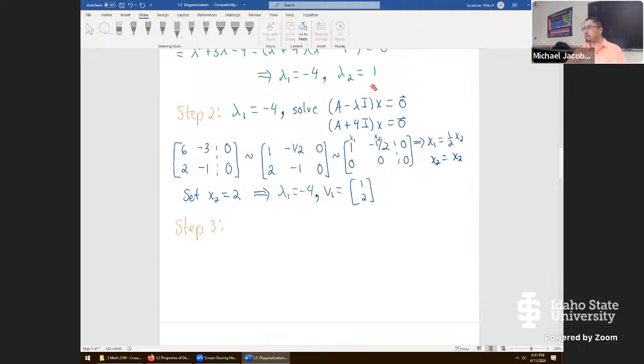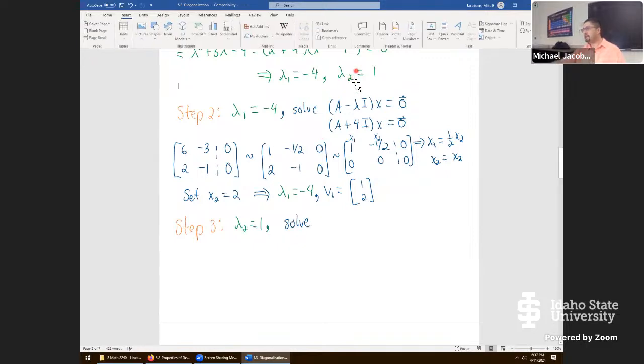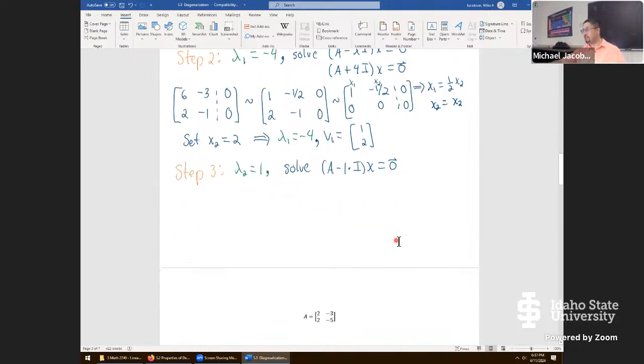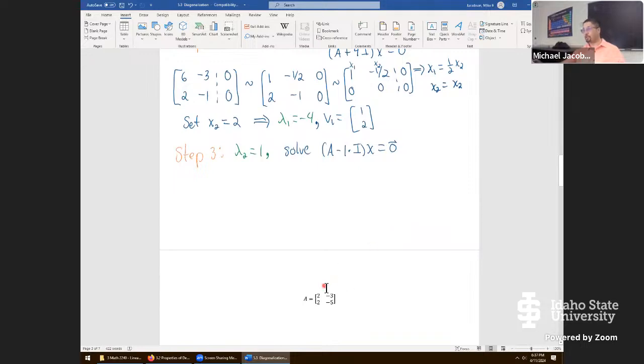Our next eigenvalue is a +1. So this time it means we're going to solve A minus lambda I, but we're throwing a 1 right there. So it's going to be A minus 1 times I times x set equal to the 0 vector. So that's our equation to solve. It's always really fast. Now we're going over here, subtracting 1 from the main diagonal.